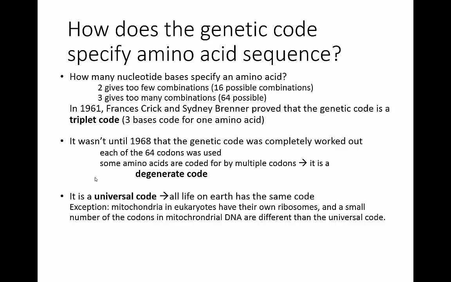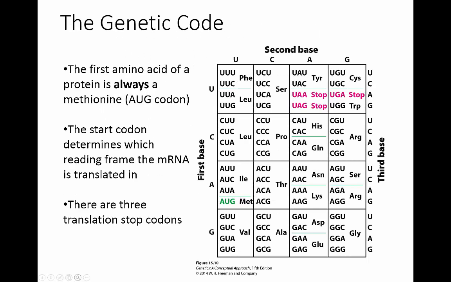The other thing I'd like to mention is that this genetic code is a universal code, and all life on Earth has this very same code. There are a couple of really minor exceptions, and these are just a couple of the codons. So mitochondria and eukaryotes actually have their own ribosomes. Just a couple of them are slightly different, but the exceptions are very, very rare. So this is what was actually figured out.